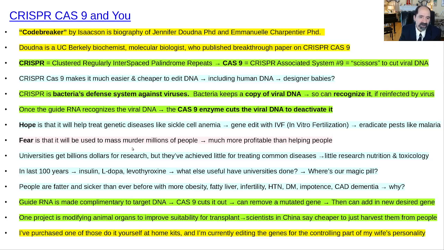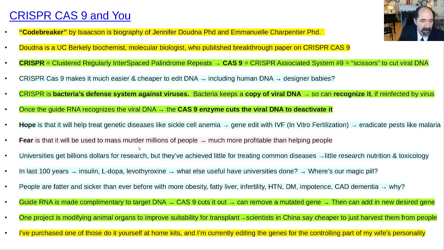There's very little research done in nutrition and toxicology. Most diseases are caused by problems with nutrition and toxicology. In the last 100 years, we got insulin, L-Dopa, levothyroxine. What else have we got from the universities? Where's our magic pill? People are fatter and sicker than ever with obesity, fatty liver, all these dietary diseases and toxicology diseases.